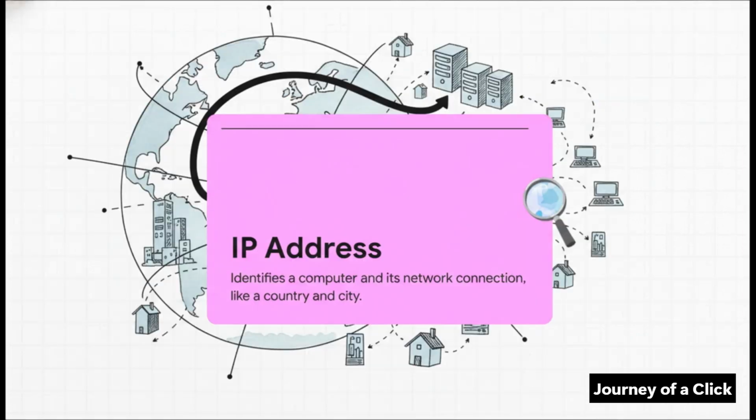Let's break them down. Okay, first up, the IP address, the Internet Protocol address. This is the big one, the one most people have heard of. It basically tells the rest of the internet what country and what city the destination computer is in. It gets you to the right neighborhood, so to speak.